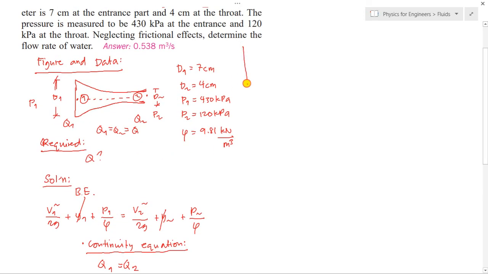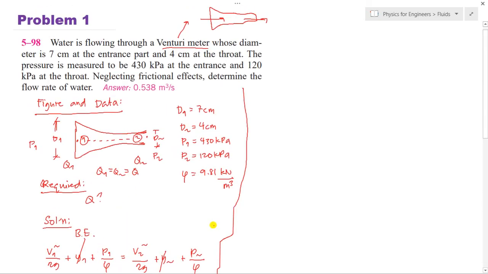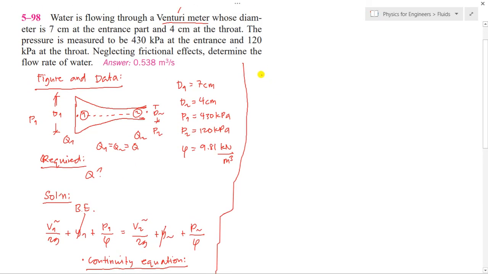So that is what we will do. Therefore, we have V1, that is 16/49 V2 squared over 2g, plus the pressure 1 over specific weight, equal to V2 squared over 2g plus P2 over specific weight.